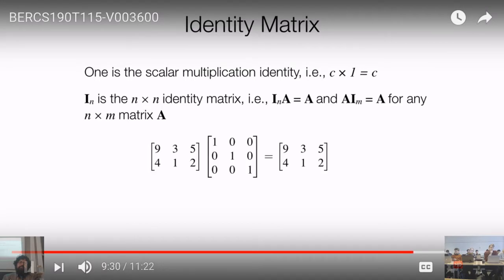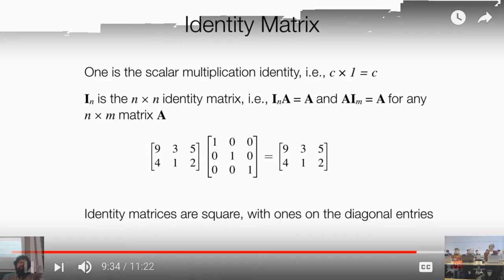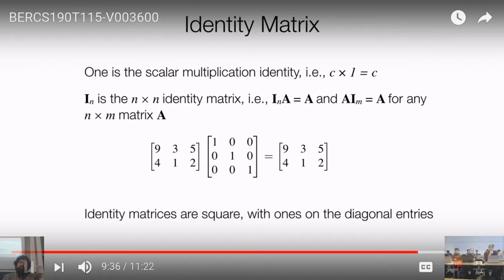Here's an example of the identity in the three-dimensional setting. This is the 3x3 identity. And more generally, identity matrices are always square, with 1s on the diagonal entries and 0s elsewhere.